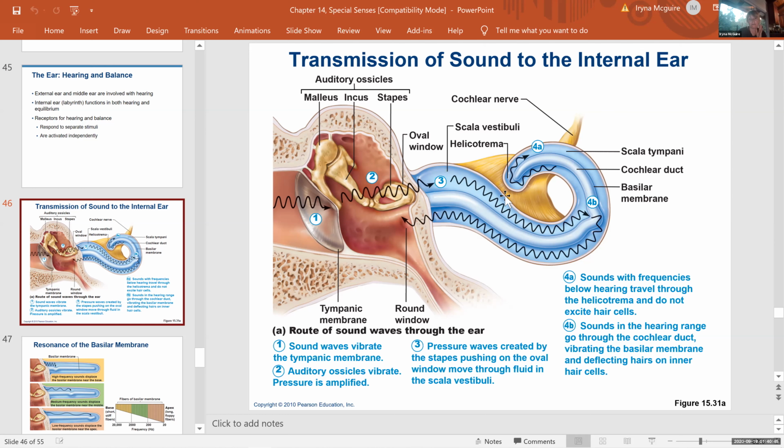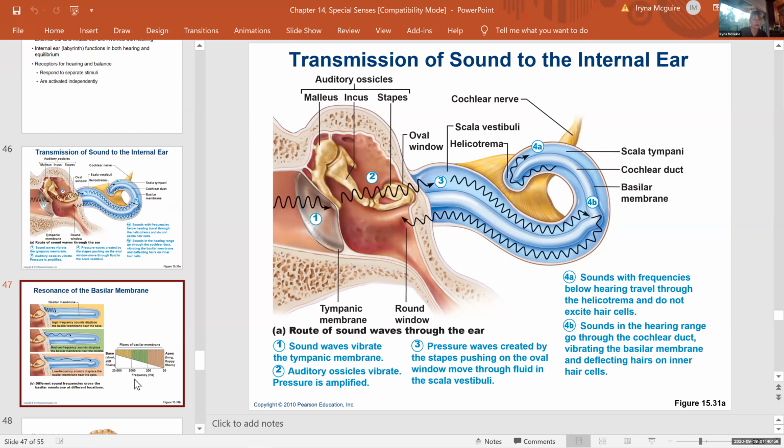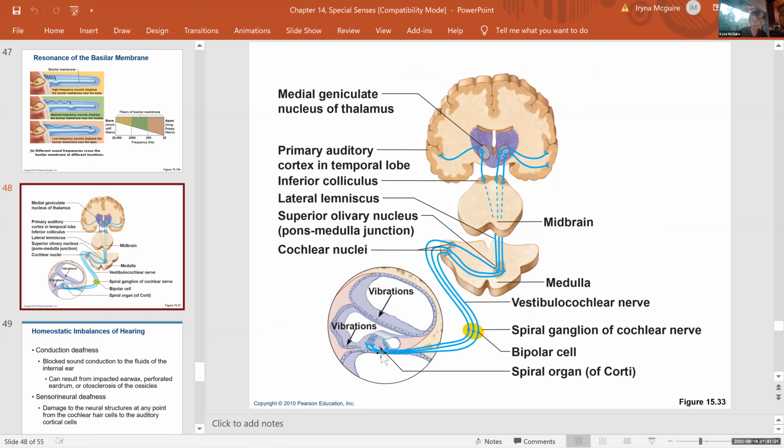It would have this scala vestibuli, cochlear duct, and scala tympani, right? And in a cochlear duct, you have this basilar membrane, kind of like shown over here. And the basilar membrane is a part of the spiral organ of Corti. And the spiral organ of Corti is a sensory organ that has receptors for hearing. Those receptors create receptor potential, and this receptor potential generates action potential that moves toward your cerebral cortex.